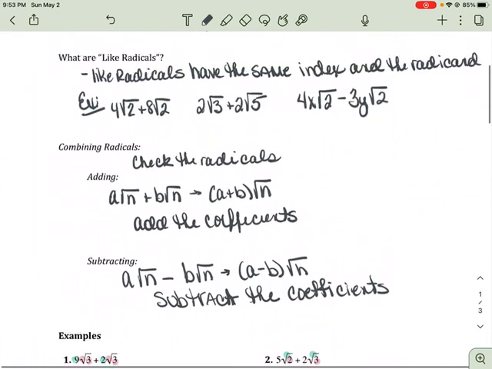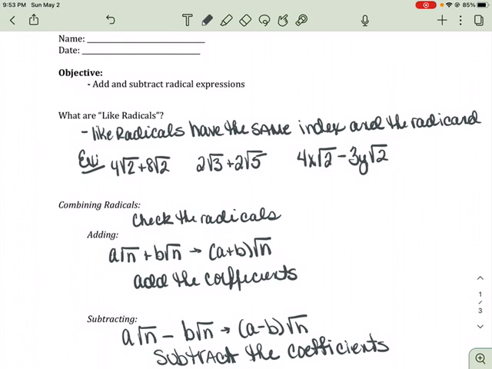So hopefully we were able to add and subtract radical expressions.